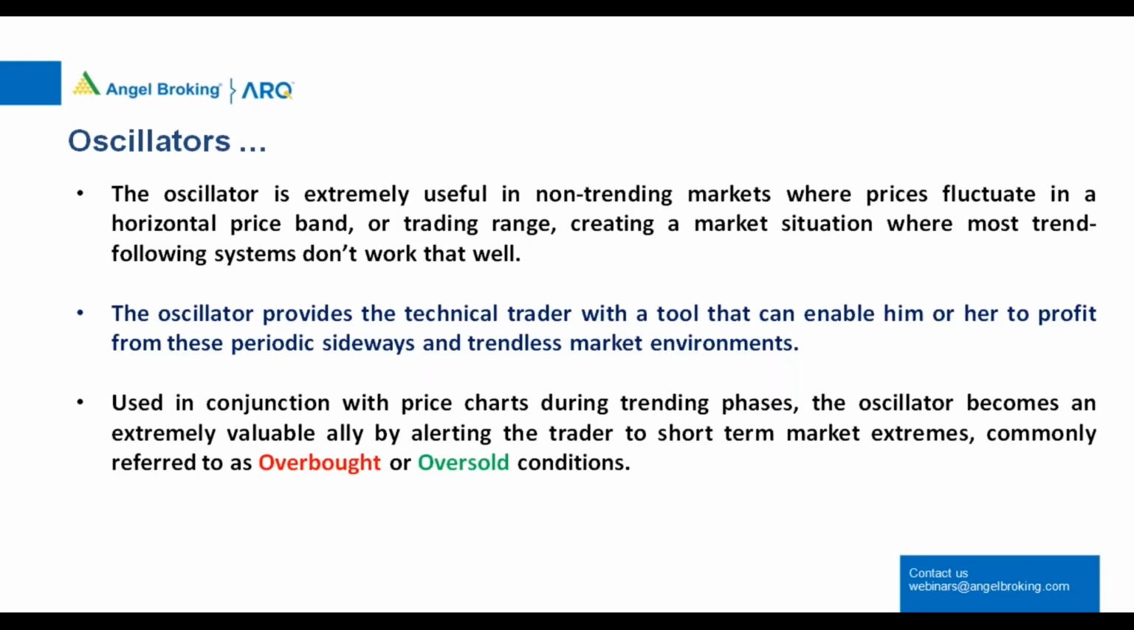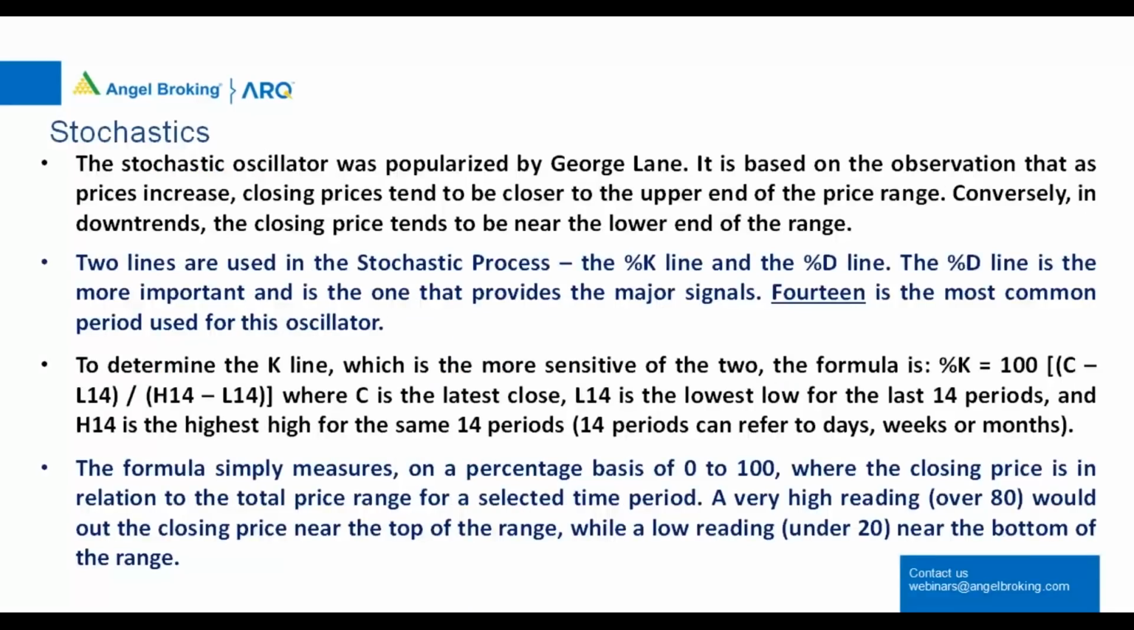So this oscillator was popularized by a person named George Lane. It is based on the observation that as prices increase, closing prices tend to be closer to the upper end of the price range. So if prices are closing on a daily basis, and if the trend is up, then prices generally close towards the upper end of the price range. Likewise, if prices are falling, then prices generally will close towards the lower end of the price range.